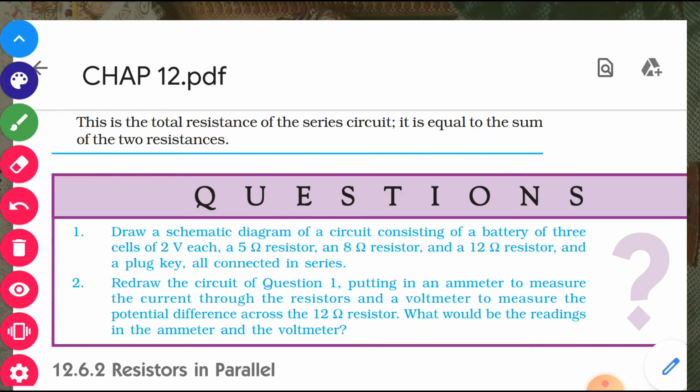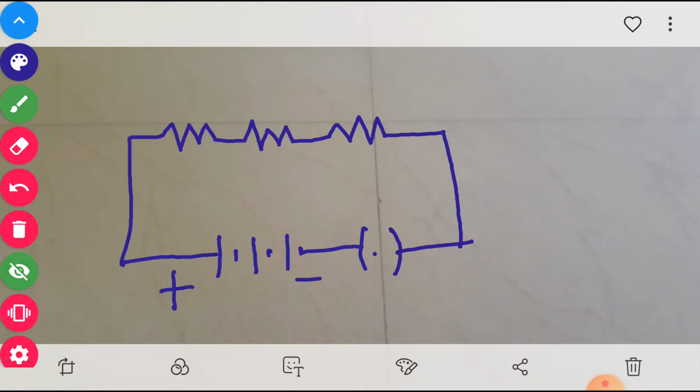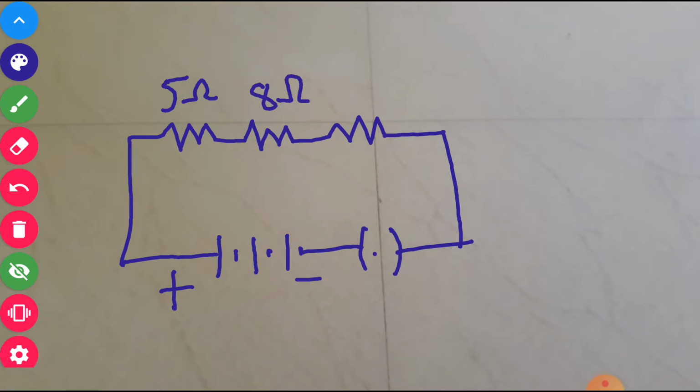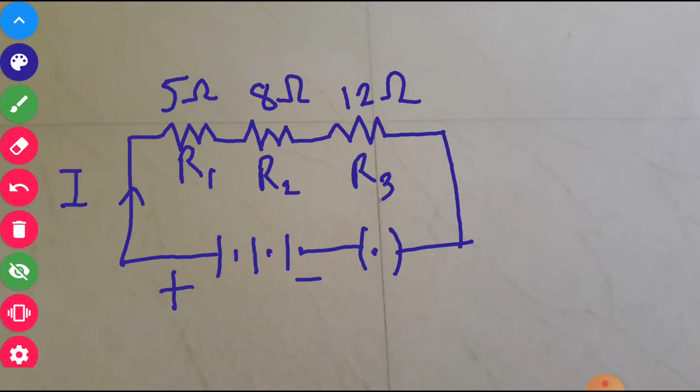So here we can write 5 ohm, 8 ohm and 12 ohm, or we can show them as R1, R2 and R3, the 3 resistors. If you place a dot here, then the current is passing, which you have to show by current I. And here the total voltage is the sum of the voltages of the 3 cells. So in total it becomes 6 volts. So you can show the figure like this.